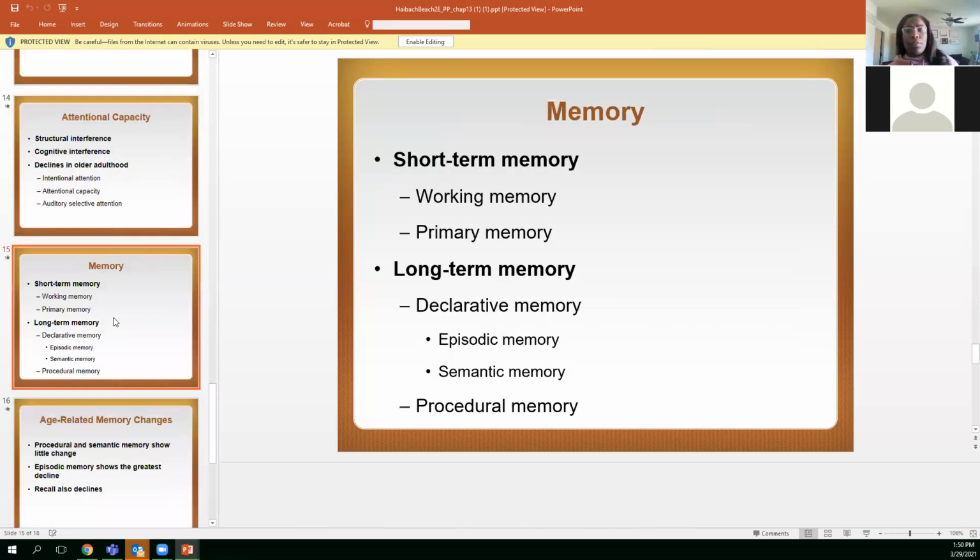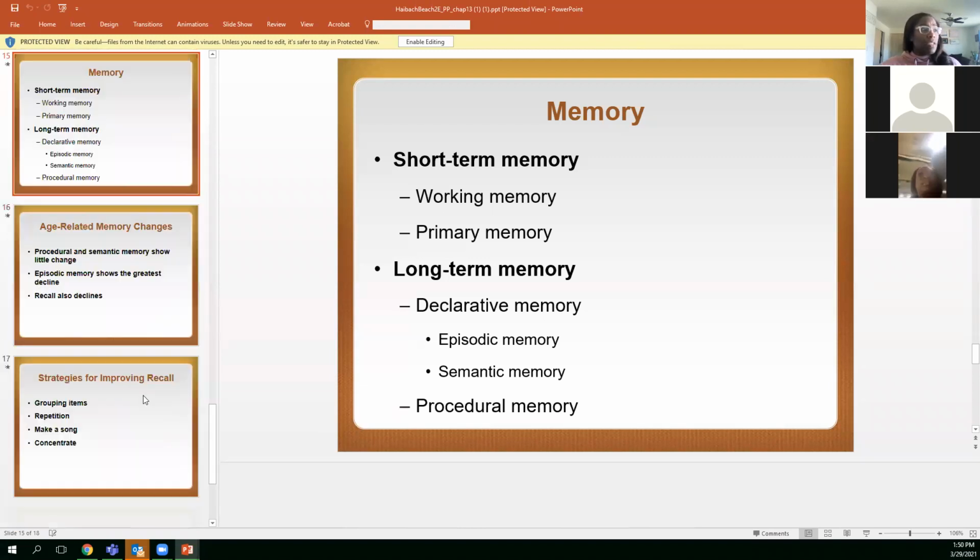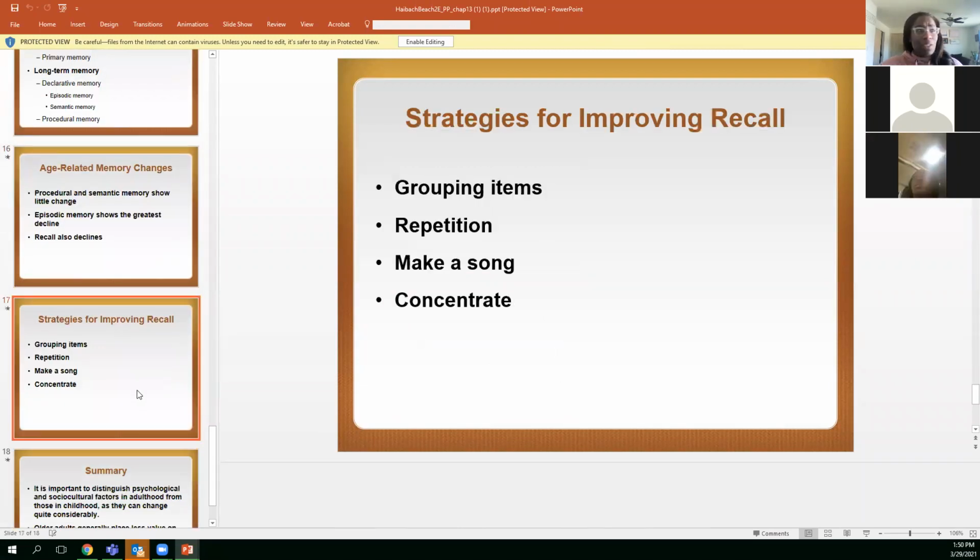Also, the differences in memory. Make sure that you are aware of the different types of memory. Just make sure that you know the differences in memory, and that also is another important element for your quiz.